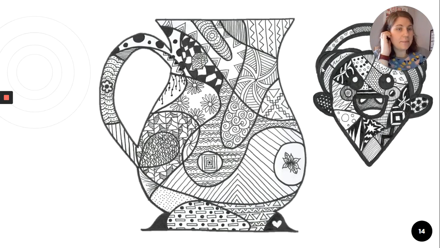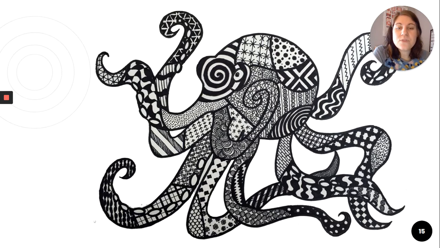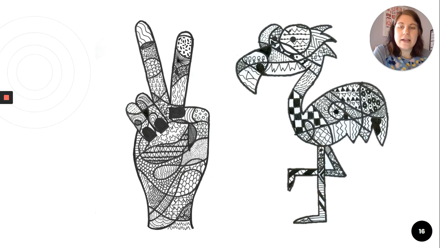So here's some examples. You can see a picture, you can see Boo here. I'm going to tell you as we get through the rubric today that I'm going to have you avoid cartoon characters and logos, because I think you can be a lot more creative with something you come up with yourself. This is a great octopus. This is a great example. A peace sign, a flamingo.